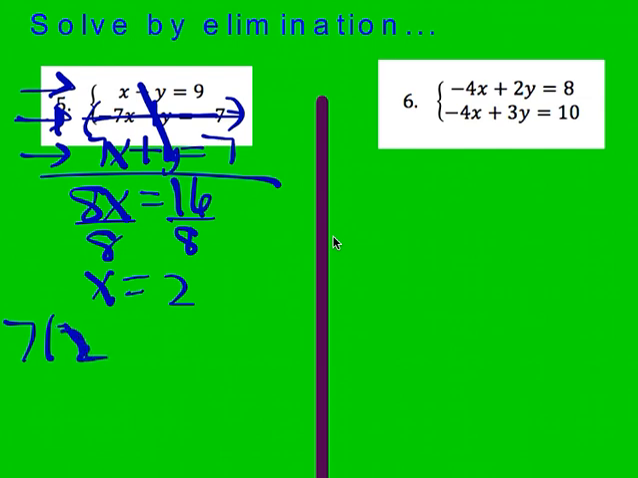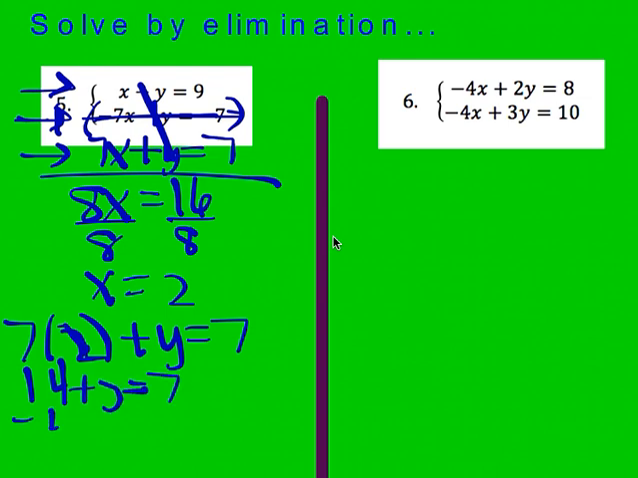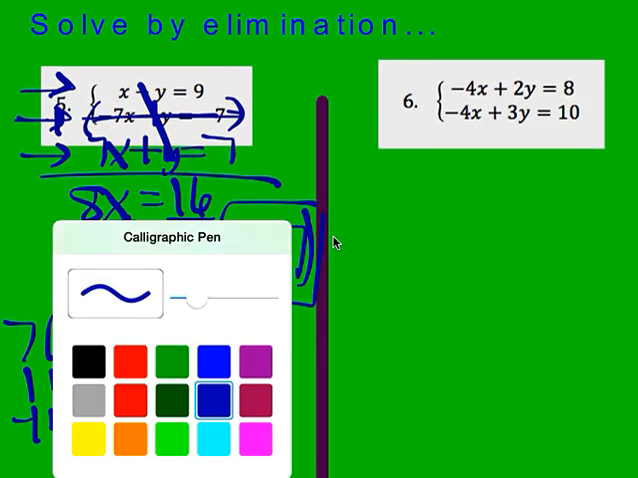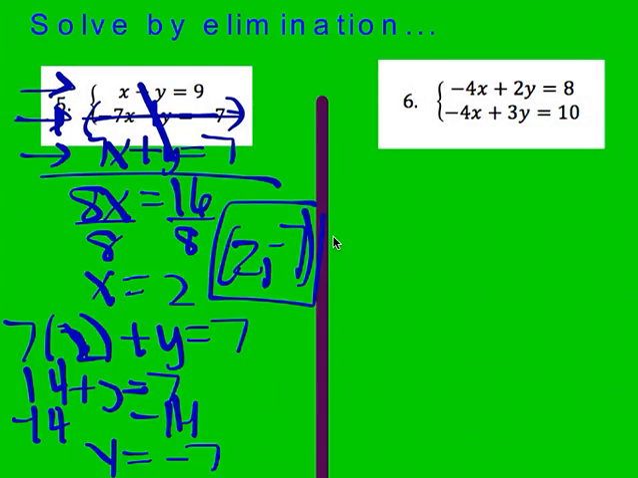So instead of having x, I'm going to put 2, and then that's going to be plus y is equal to a positive 7. Okay, so then I get 14 plus y is equal to 7. Subtract 14 from both sides. And then we get that y is equal to a negative 7. Okay, so then we're going to write out our coordinate point. First our x, then our y. So 2, negative 7 is our answer for number 5.